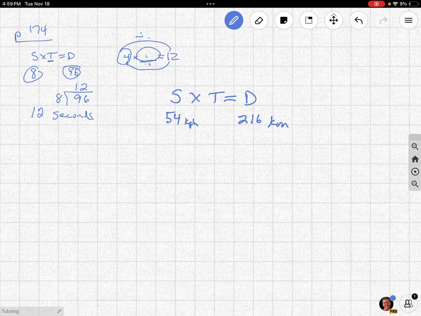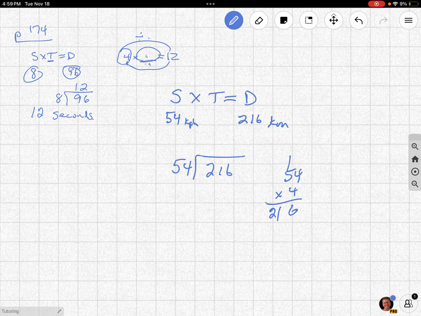Now, how am I going to figure out that time? Well, again, just do a division problem. So 216 divided by 54. This is kind of like one of those guess and check type problems. I know that 50 times 4 is 200, so I'm thinking 54 times 4 is 216. And it is. Okay, so the time is 4.